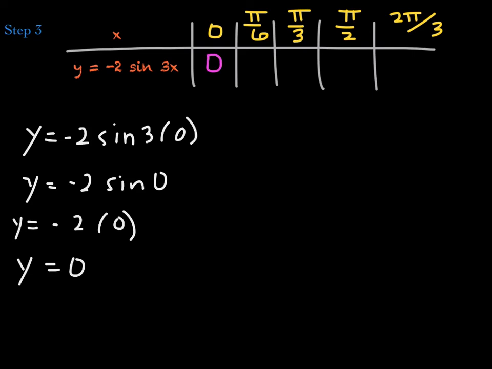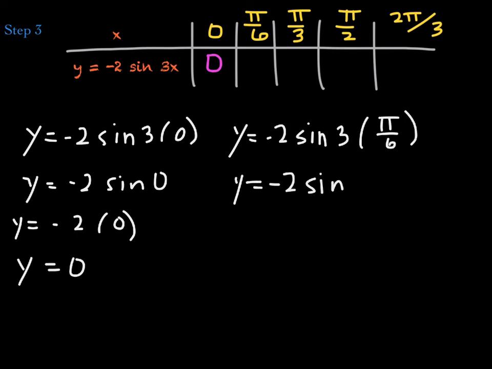All right, I'm plugging in now pi over 6. So y is equal to -2 times sine of 3 times pi over 6. So this turns out to be y equal to -2 times sine of pi over 2. And sine of pi over 2 is 1. So then your y value is -2.